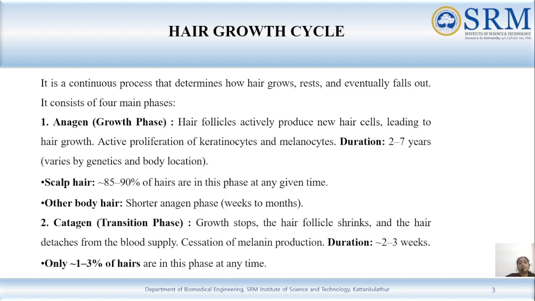This entire anagen phase generally lasts around 2 to 7 years for each hair follicle, whereas this duration varies based on genetics. For different lineages of people, you have different durations of the cycle, and also based on body location. Certain body hair will have variation in the anagen phase.